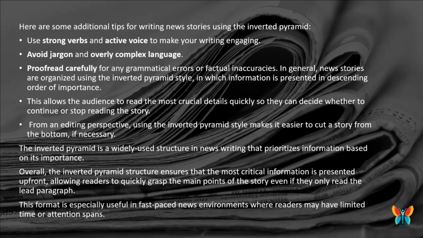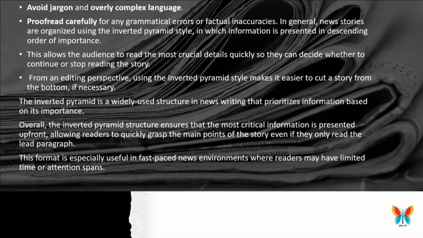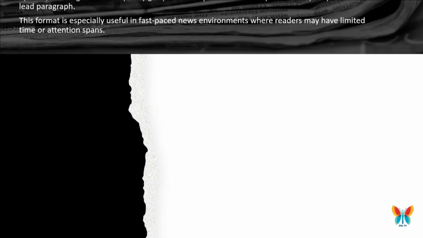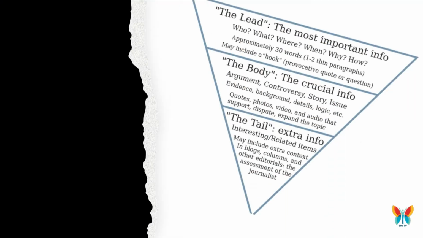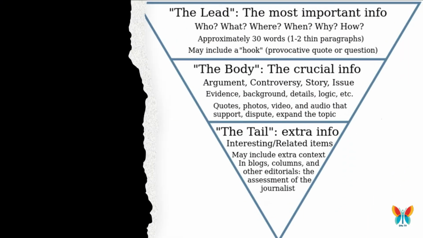Body. The body of the article provides additional details and context to support the lead. It includes relevant facts, quotes from sources, background information, and any other details necessary to fully explain the story. Information in the body of the article is organized in descending order of importance, with the most critical details presented first and less crucial information following.